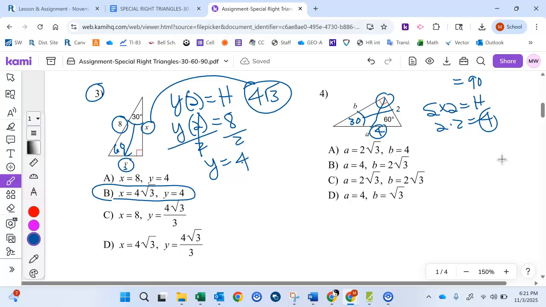And then we know that the short leg times root 3 is equal to the long leg. So that means 2 times root 3 is equal to the long leg. So that would be B, right? 2 root 3. So what do we have? 2 root 3 and 4 is A. So that means B is correct on this one too.